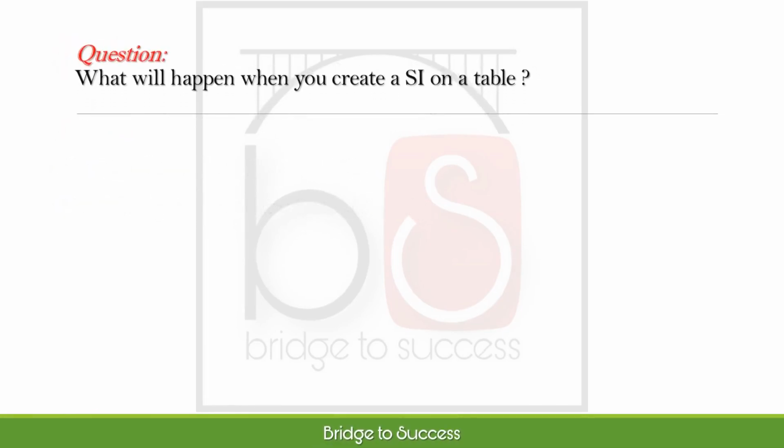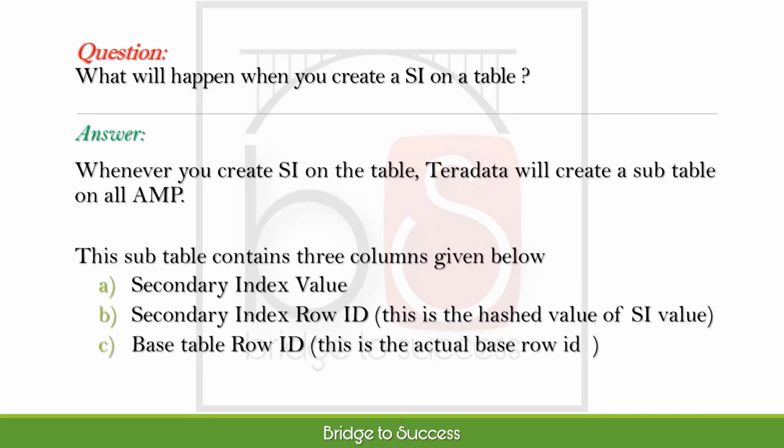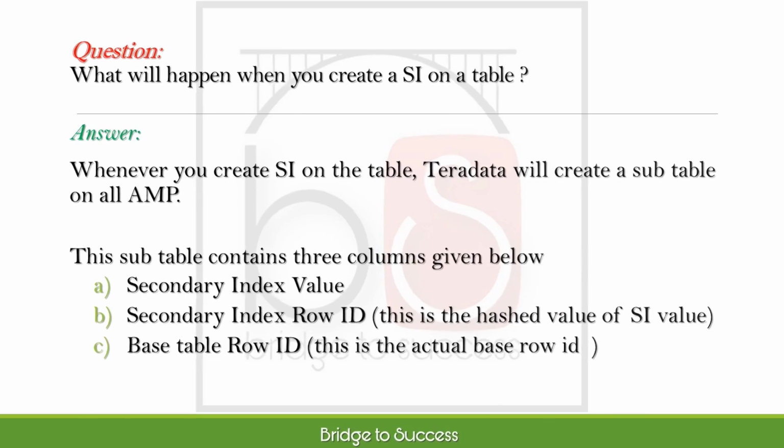What will happen when you create a SI on a table? Whenever you create SI on the table, Teradata will create a subtable on all AMPs. This subtable contains 3 columns given below. Secondary index value. Secondary index row ID, this is the hashed value of SI value. Base table row ID, this is the actual base row ID.